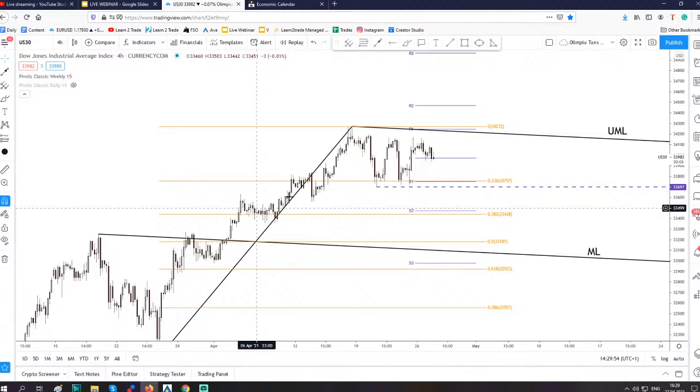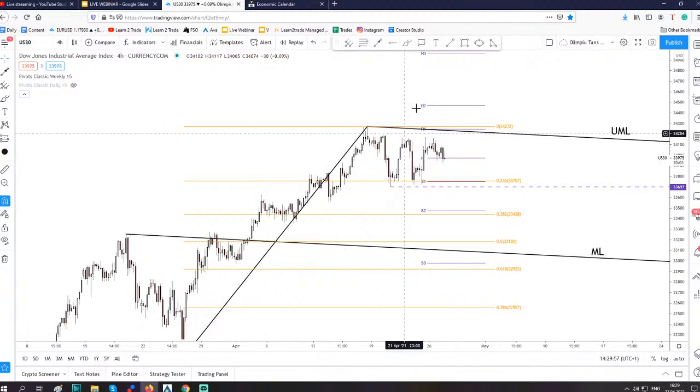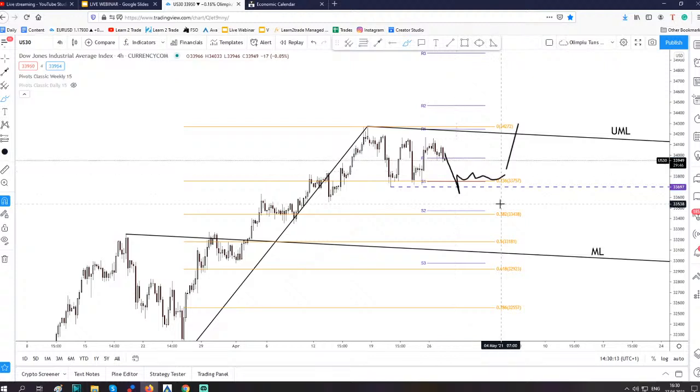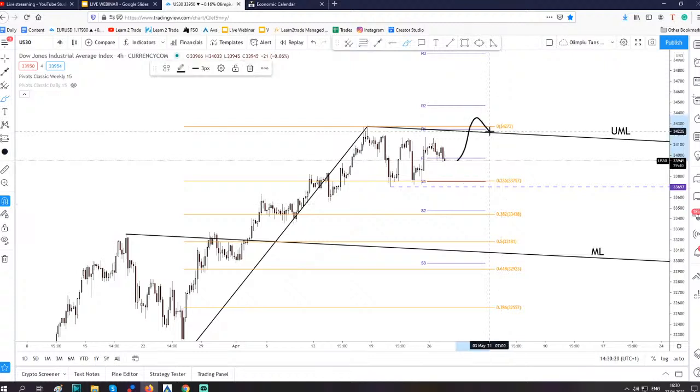Okay, so US 30, personally I'm waiting here maybe for a false breakdown here, test and retest, or for a bullish engulfing here before the price jumps higher, or maybe if the price continues to move sideways here, and then if it makes a valid breakout here, then it could continue higher. So we need confirmation here.